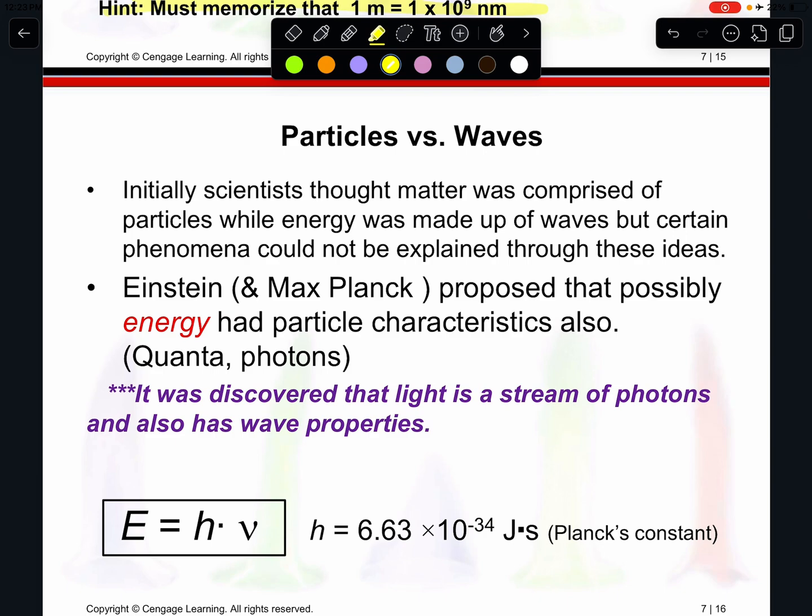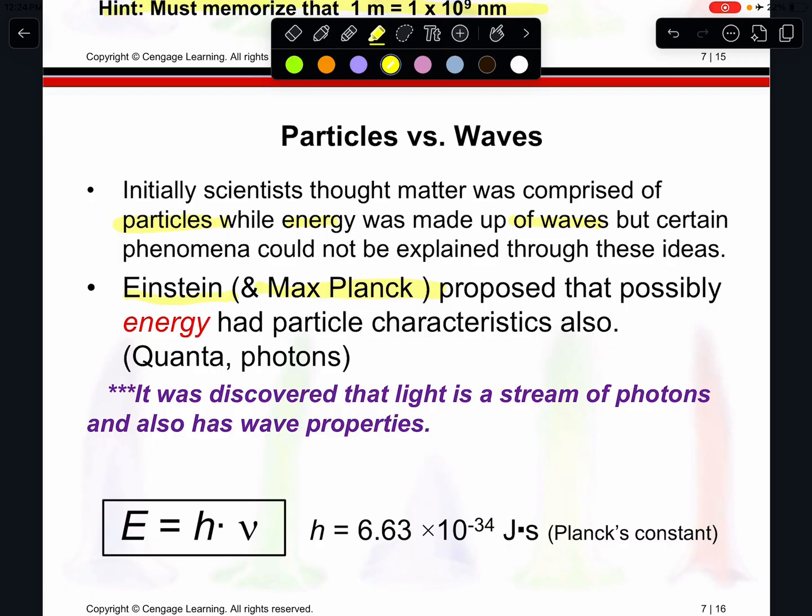Now we're going to go ahead and talk about the discrepancy when they were first discussing waves. They said, does it move as a wave, an oscillating wave, or does it move as a bunch of particles? And this was a great debate in the early days. And so initially scientists thought matter was comprised of particles, and then they thought energy was made up of some sort of waves. But there were certain issues with those ideas.